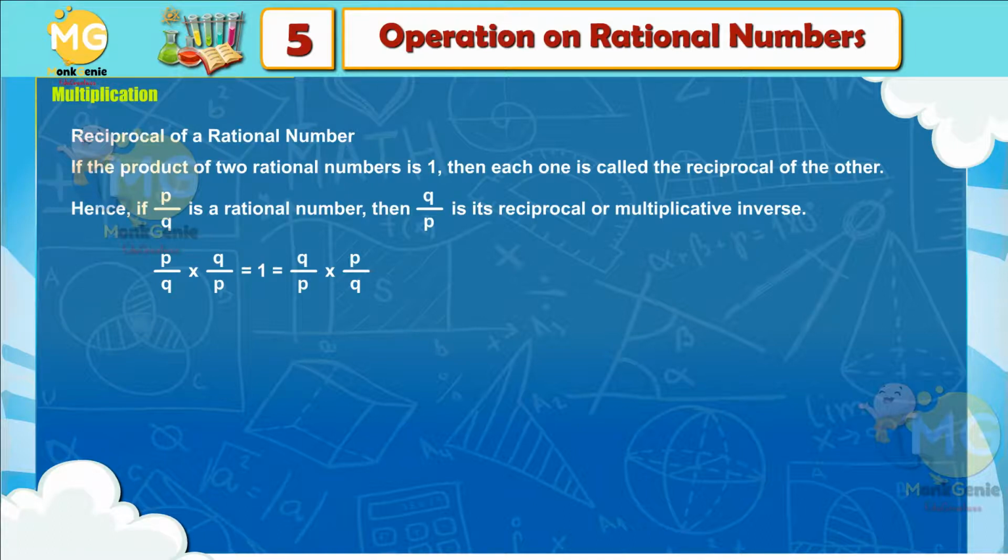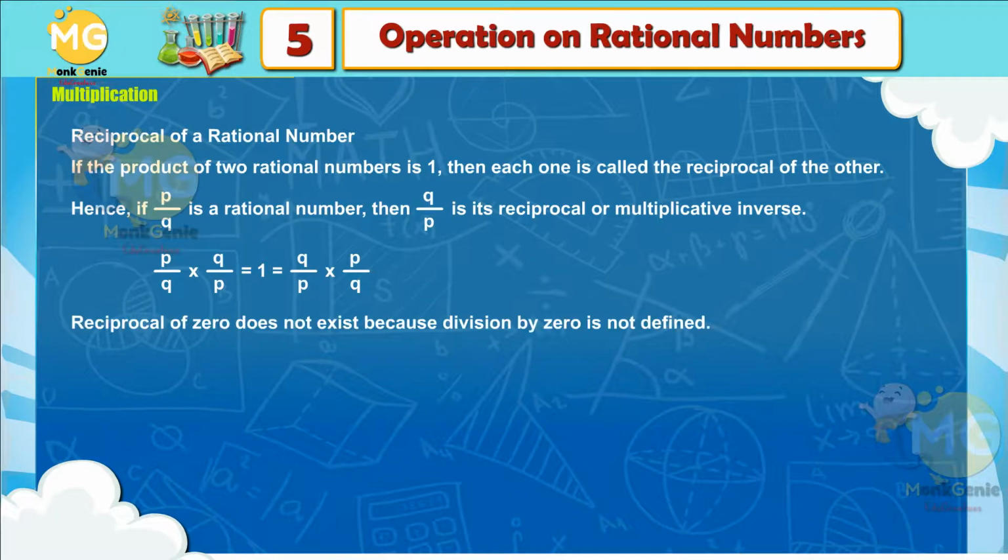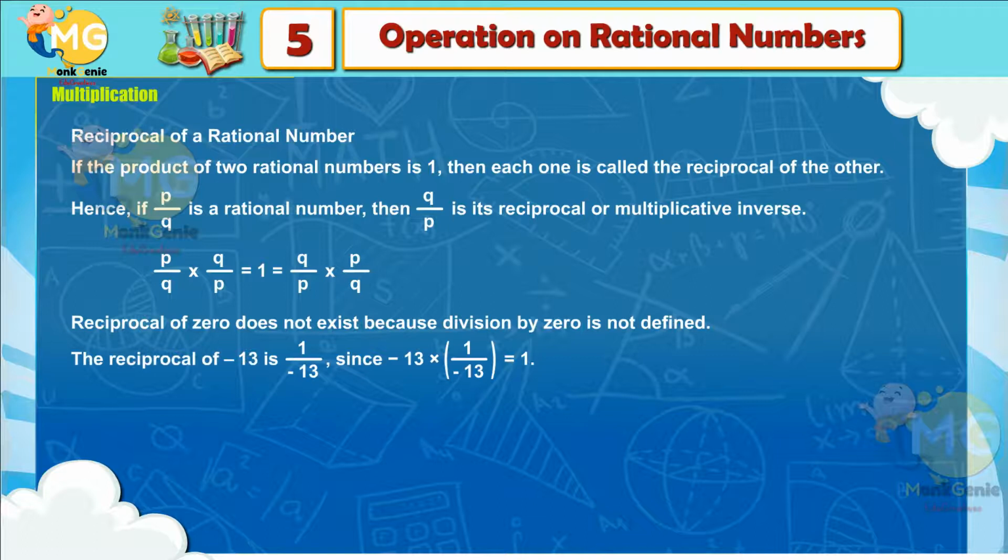p/q multiplied by q/p is equal to 1, which is equal to q/p multiplied by p/q. The reciprocal of 0 does not exist because division by 0 is not defined. The reciprocal of -13 is 1/(-13), since -13 multiplied by 1/(-13) is equal to 1. Similarly, -5/8 multiplied by 8/(-5) is equal to 1.